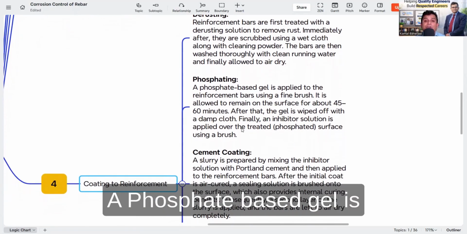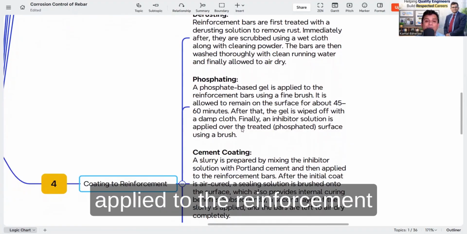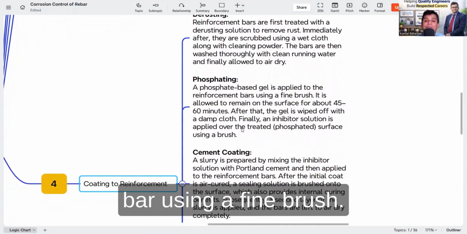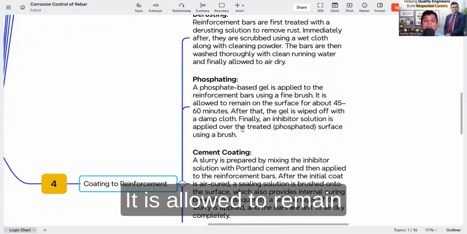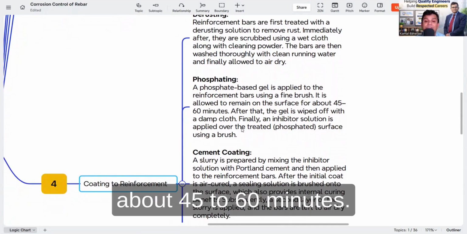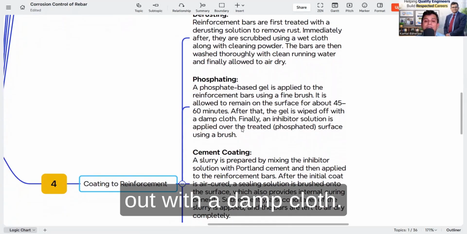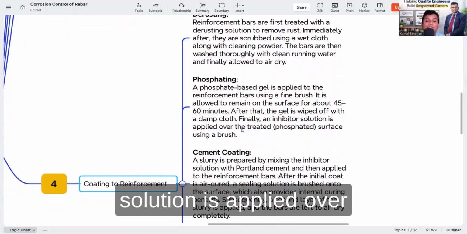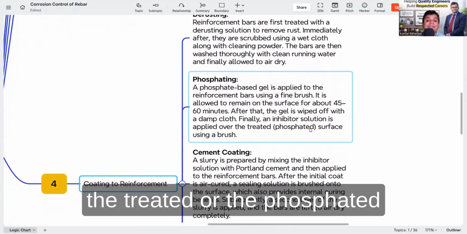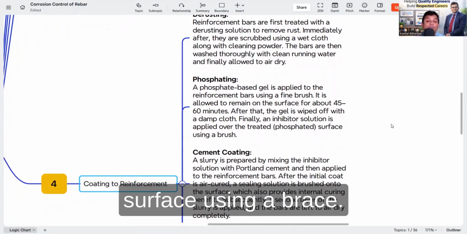Then phosphating. A phosphate based gel is applied to the reinforcement bar using a fine brush. It is allowed to remain on the surface for about 45 to 60 minutes. After that, the gel is wiped off with a damp cloth. Finally, an inhibitor solution is applied over the treated, phosphated surface using a brush.